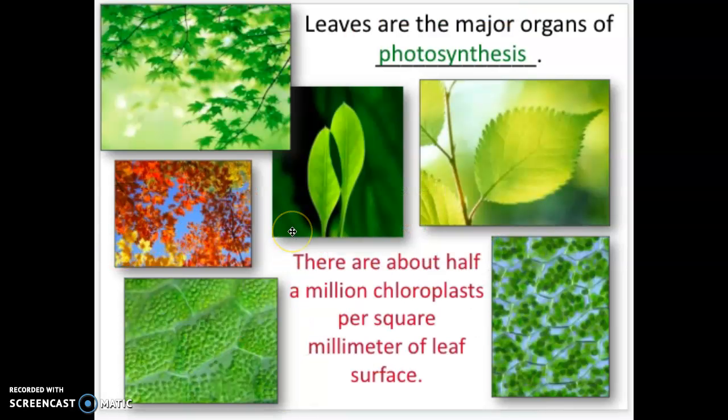All right, so leaves are the major organ of photosynthesis. That is why they are green, and that's why they are flat. They are designed to be little solar collectors. There are about 500,000 chloroplasts per square millimeter of leaf surface. A millimeter is like the thickness of a paperclip wire, not how wide, but the thickness of that wire. For each square millimeter, we're talking 500,000 chloroplasts. They are jam-packed in those cells.